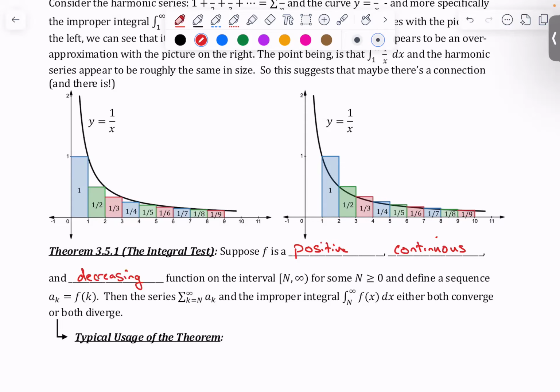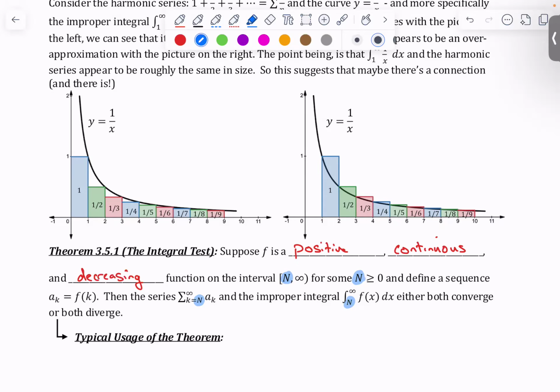Then the series that starts at k equals N. I want to highlight this for a second: it starts at N, and that capital N has to be consistent throughout. Then the series starting at k equals N, whose sequence is defined by plugging all the whole numbers into the function, and the improper integral either both converge or both diverge. That is the rule, and it's a great proof.